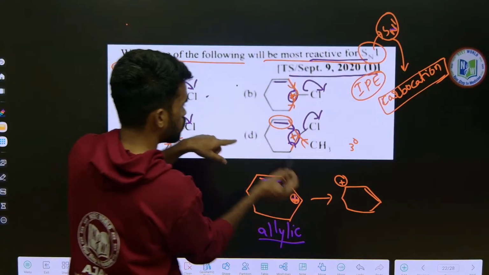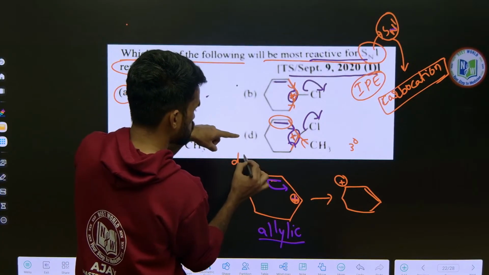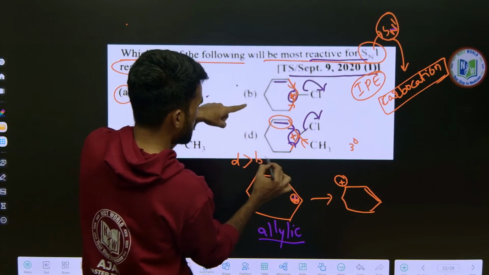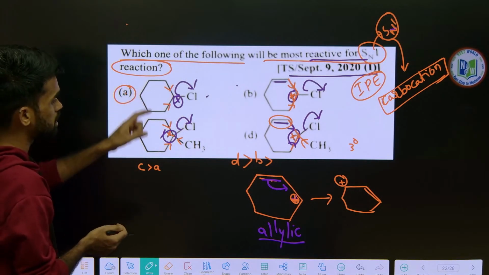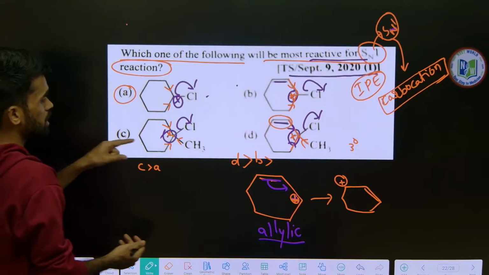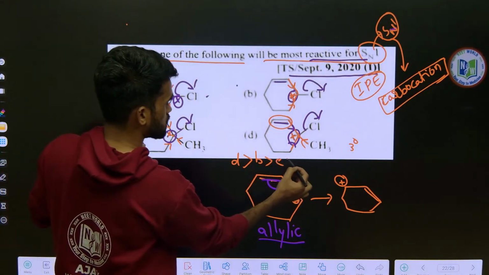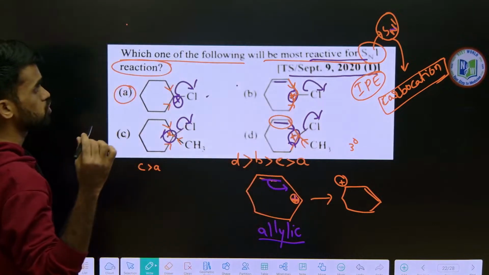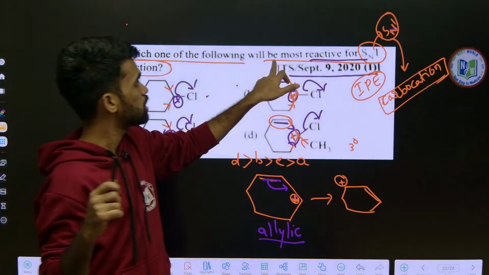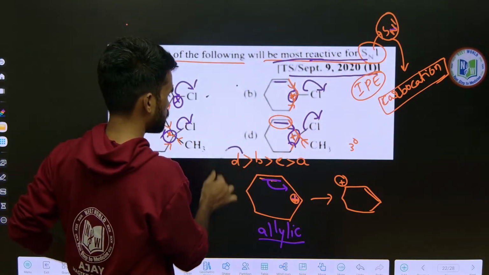So therefore this D will be more stable, after that B, and between A and C, which is more stable, tell me? This is a secondary, this is a tertiary. So we can say tertiary is more stable, three sides it is covered, that is C, and this is A. So as per their question, the most reactive one is D.